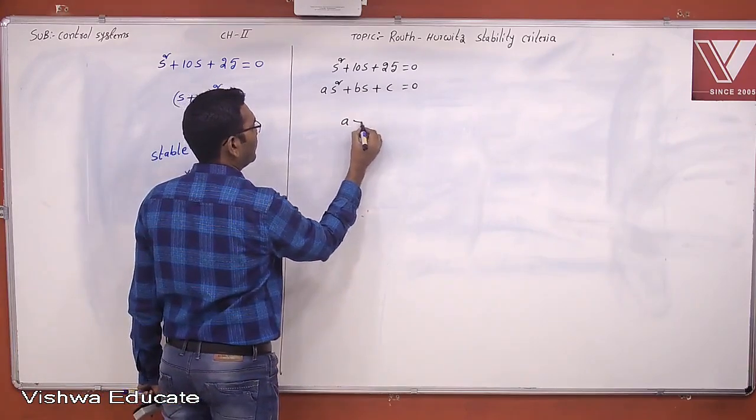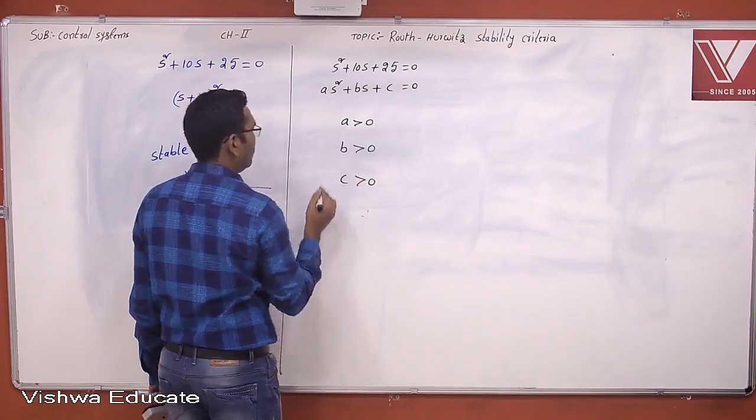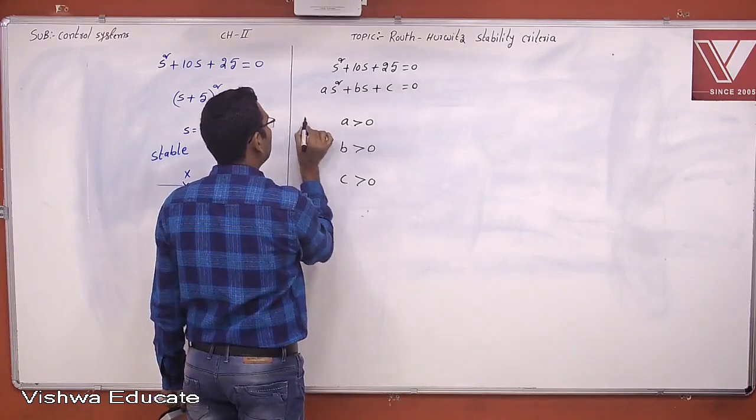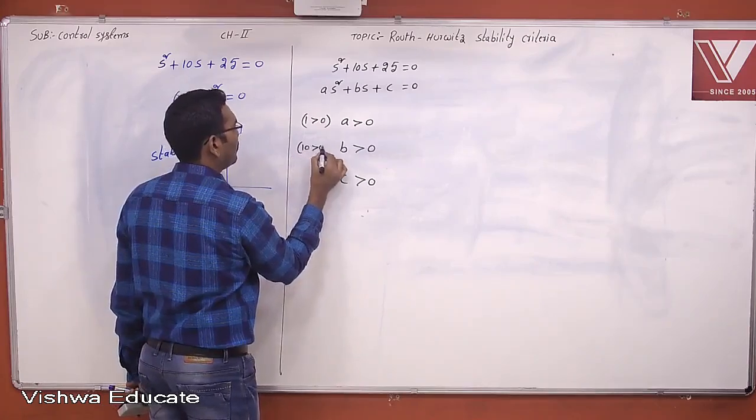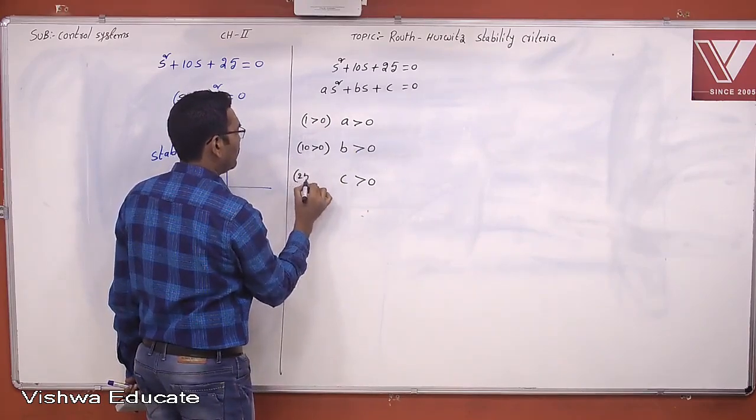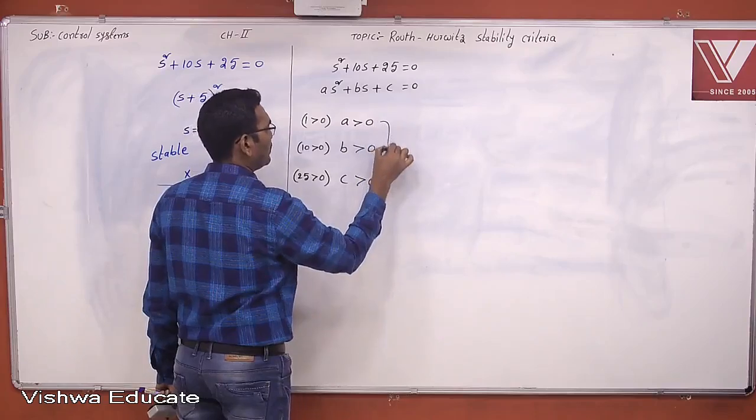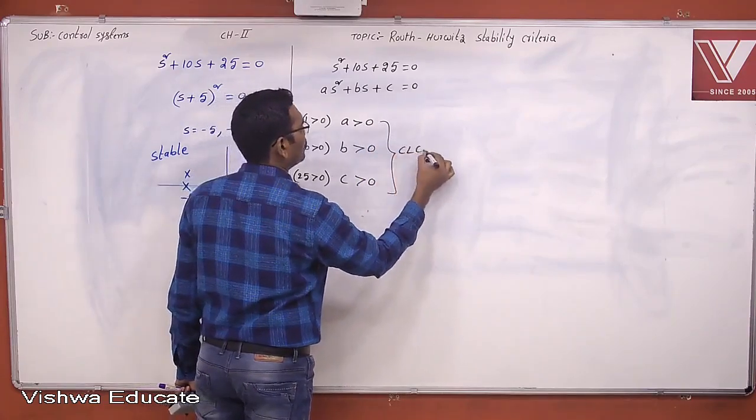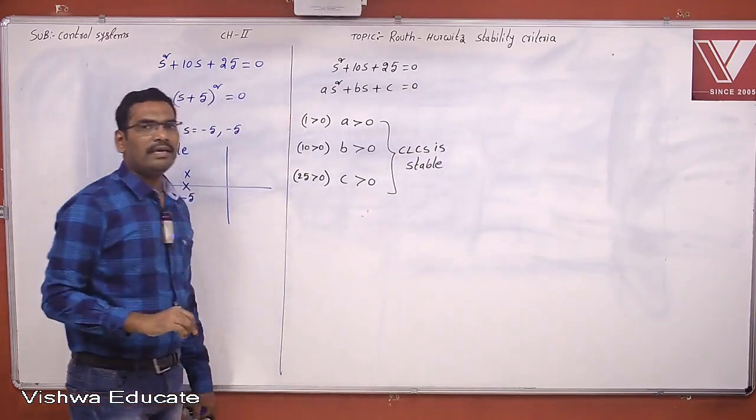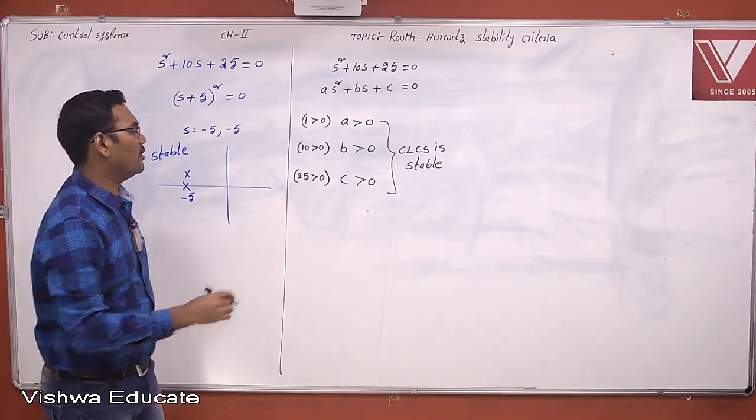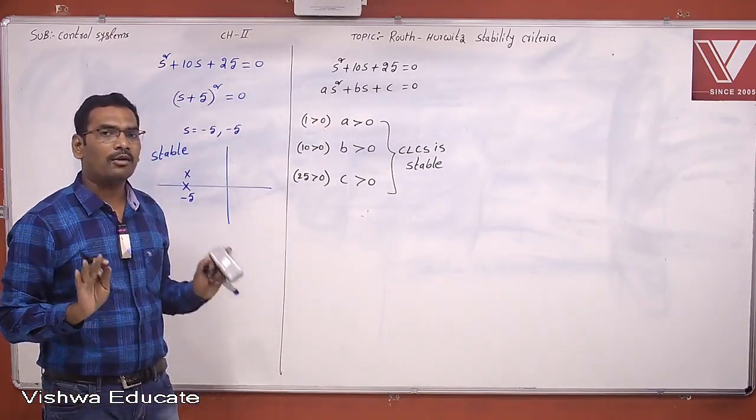If A is greater than 0, if B is greater than 0, if C is greater than 0, you just check. What is A? Here A is 1, greater than 0, correct? B is 10, greater than 0, correct? C is 25, greater than 0. Now if all are greater than 0, the closed loop control system is stable. This is for order 2.